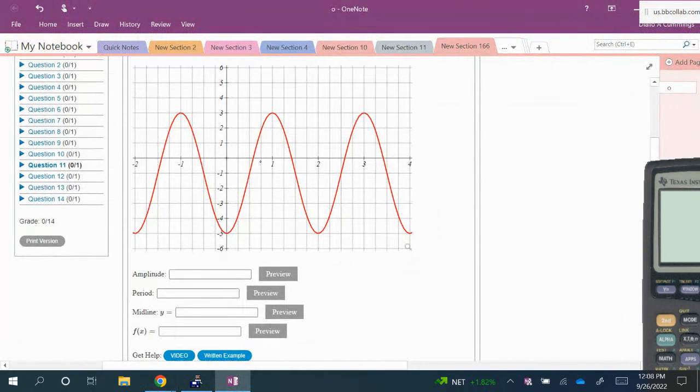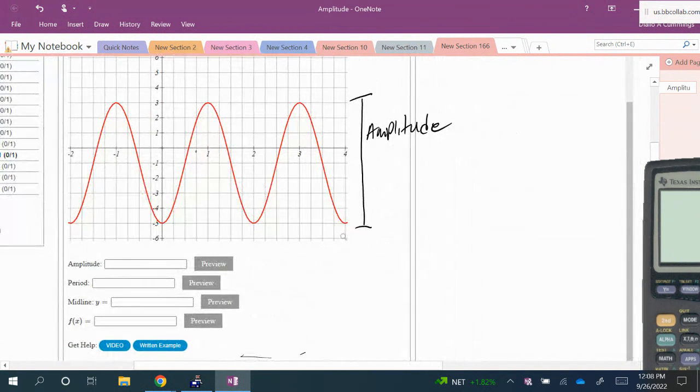All right, so first we're asked to find the amplitude. So keep in mind that the amplitude is the overall height of our curve. So here's the formula for the amplitude. It's the max value minus the minimum value divided by 2.